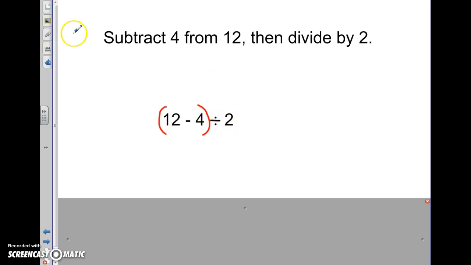All right, so that is how you write numerical expressions, and we will work on that tomorrow. Okay, see you then.